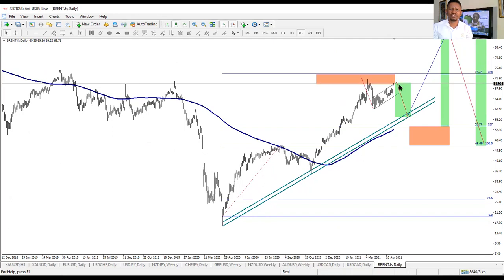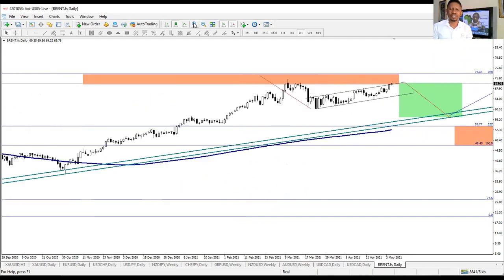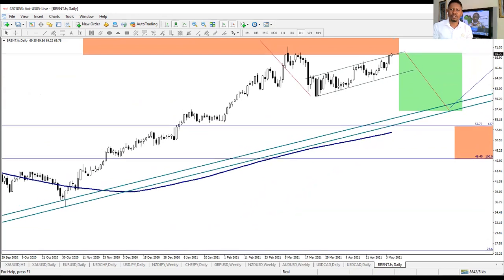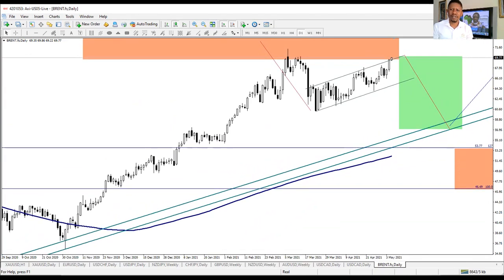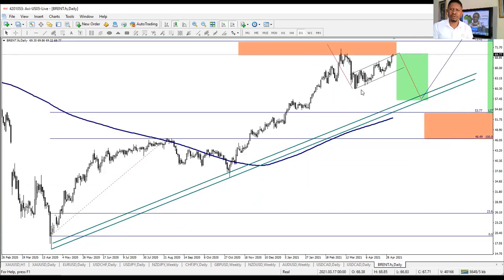So we are seeing an entry right here, thanks to this flag. If you go to this point, you can see that there's a very nice flag. Other people could call this a 3 drive. There's a bearish 3 drive that is right now forming there. I would take that 3 drive to be the one that will push the price to the downside.